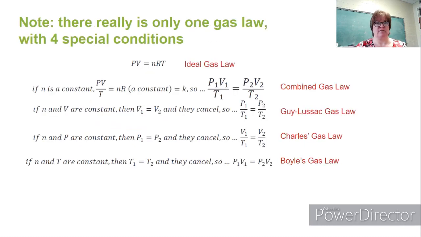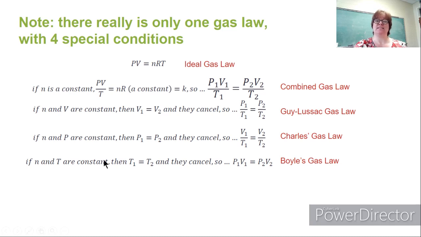So I'm just reminding you that there's really just one law, the ideal gas law, and all these other laws we talked about are just special conditions. If I have PV equals nRT, and the number of moles n is constant, then I end up with PV over T is equal to a constant, because both n is constant now and so is R, so it's just a bigger constant, we'll call it K, and I end up with the combined gas law.